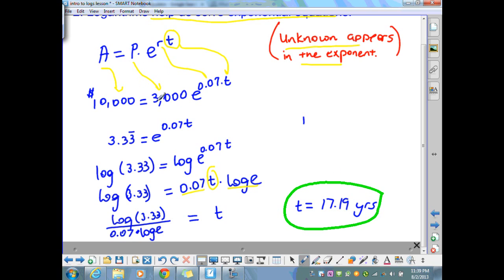So if you invest $3,000 at 7% for 17 years, you'll end up with $10,000. And here we assume that interest is compounded continuously.